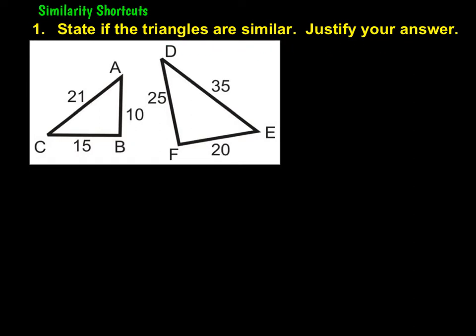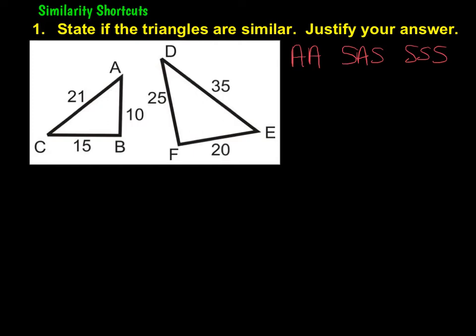Okay, recall our 3 similarity shortcuts. We're going to go ahead and write them out. We have angle, angle, side, angle, side, and side, side, side. Those are our 3 choices for showing that 2 triangles are similar.